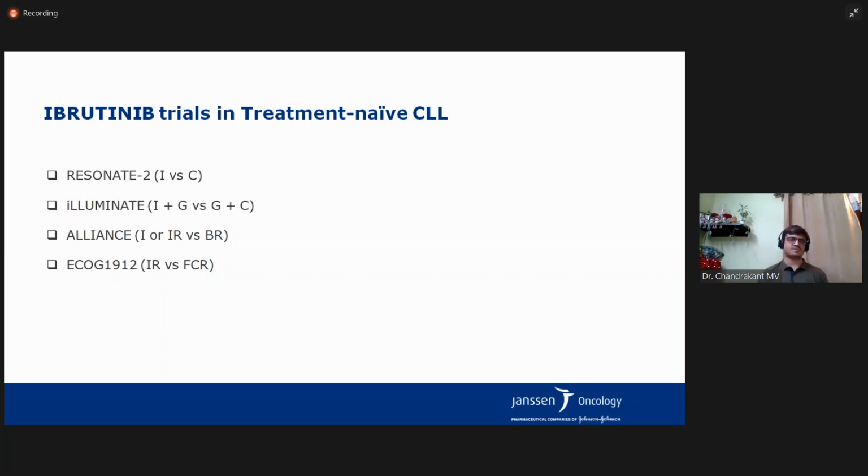You can see there is head to head comparison with the weakest partner, that is weakest molecule, that is chlorambucil. And then in Illuminate trial, there is comparison of ibrutinib Gazyva versus Gazyva chlorambucil. And then in the Alliance study, there is head-to-head comparison with BR, which is standard of care in majority of patients today. And in the ECOG 1912, there is head-to-head comparison with FCR. So basically, practically all the standard treatments of CLL have been compared head-to-head with ibrutinib. And in all the trials, ibrutinib is superior to the comparator arm.